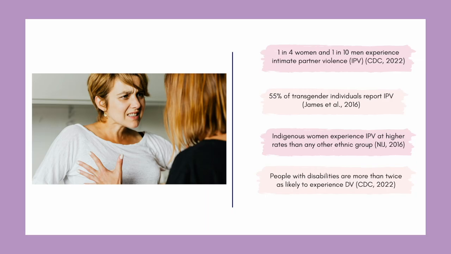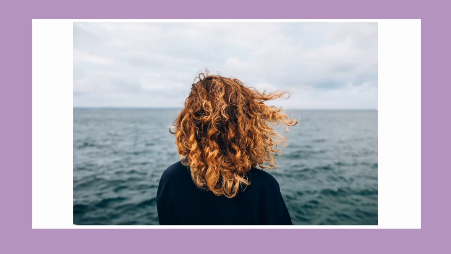Systemic barriers like racism, ableism, homophobia, and rural isolation can increase both the risk of abuse and the difficulty of accessing support. That's why it's essential to tailor your approach to each patient's lived experiences and unique needs. When you understand how identity intersects with abuse, you can better provide care that is equitable, trauma informed, and survivor centered.